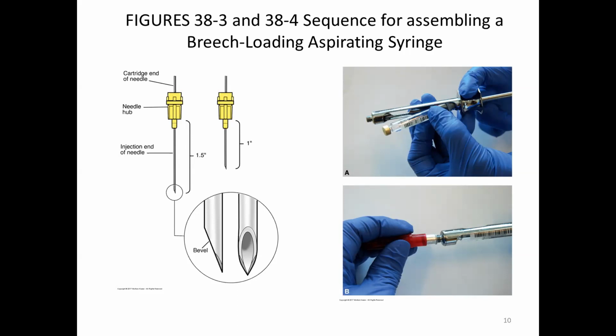The cartridges or carpules are 1.7 to 1.8 milliliters. We're only using 1.7 milliliters in the United States because we don't have the latex stopper. And we looked over the colors.